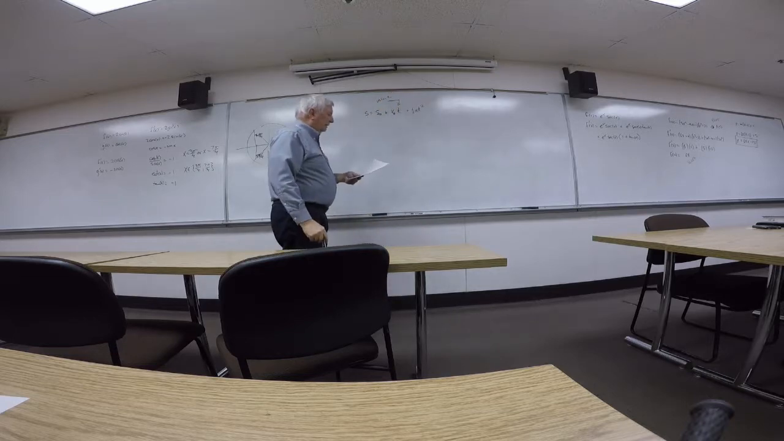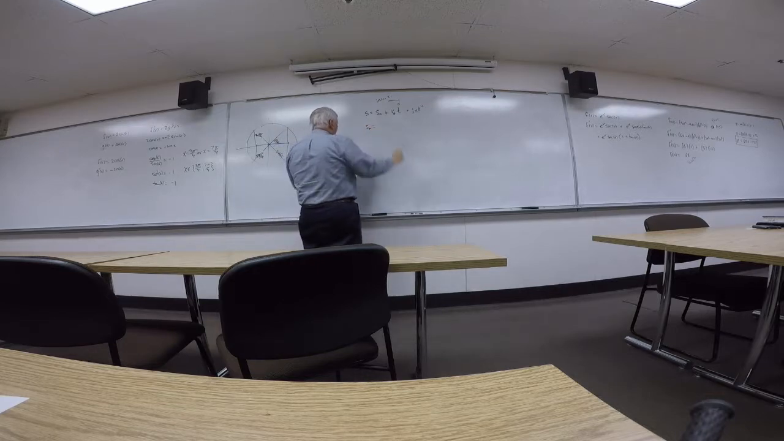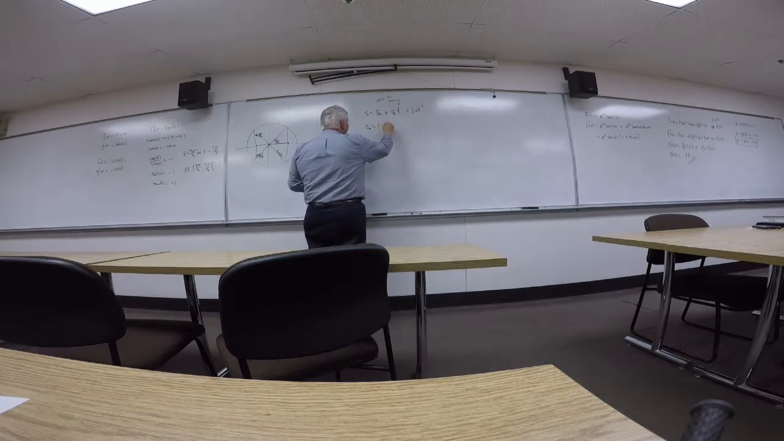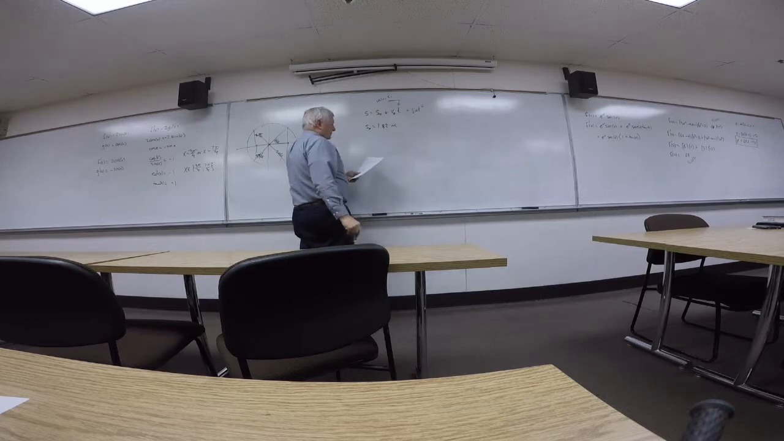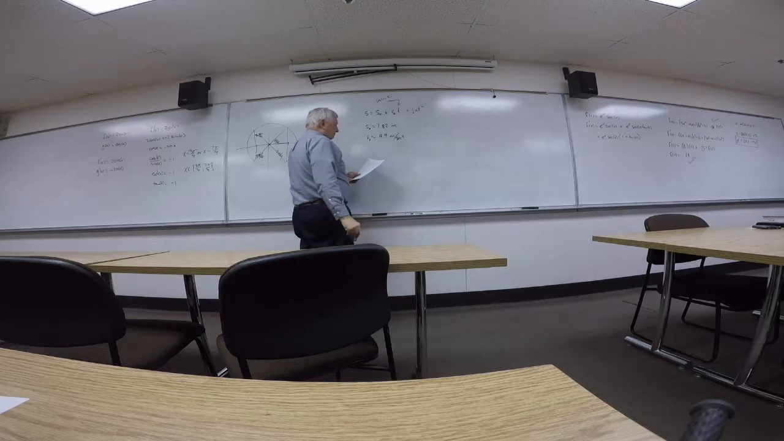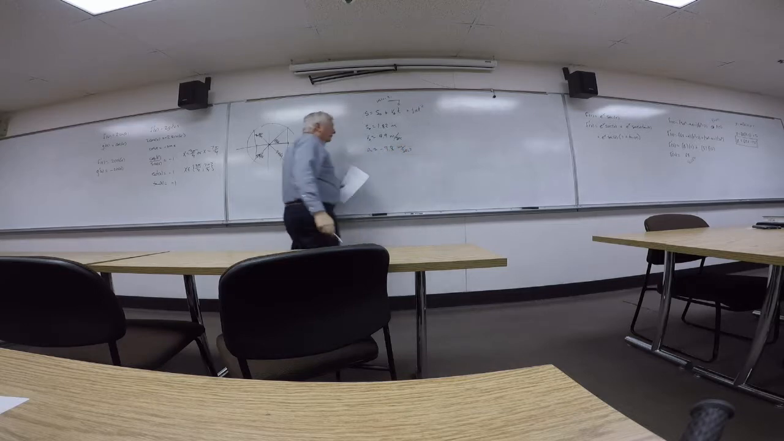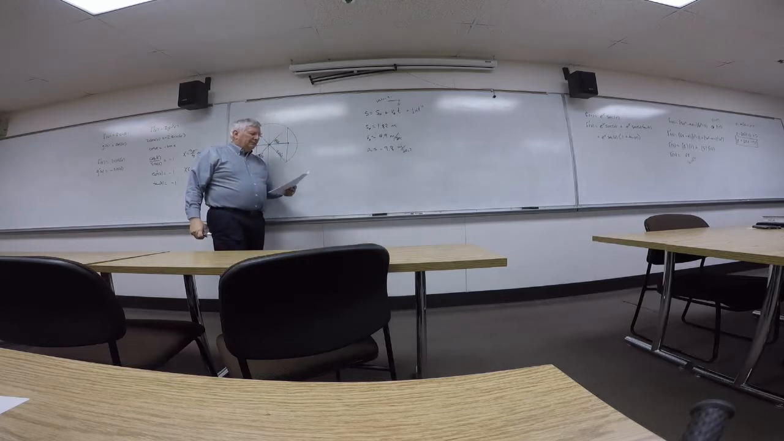Okay, and it tells me that S naught is 1.82 meters. V naught is 4.9 meters per second, excuse me. And A is equal to -9.8 meters per second squared. Okay. So that's the given information.